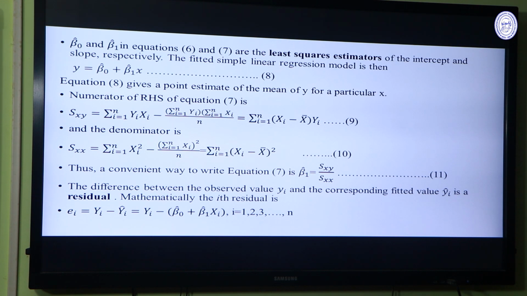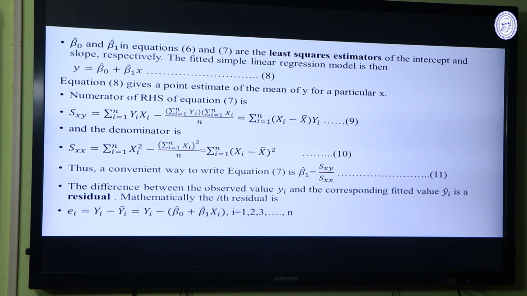So, in equation 7, the right hand side was summation i equal to 1 to n yi xi minus summation yi into summation xi divided by n. If we solve them, we can get summation i equal to 1 to n of xi minus x bar into yi. Now, if anybody is interested in how we could solve this equation, you can contact me, I will show you, or it is given in any textbook.